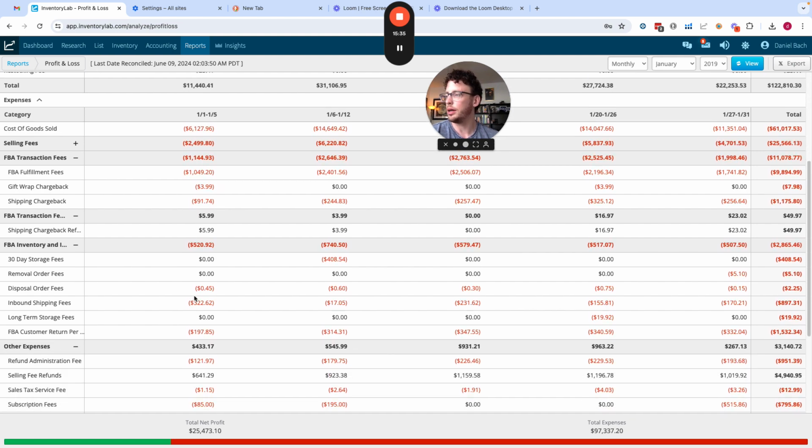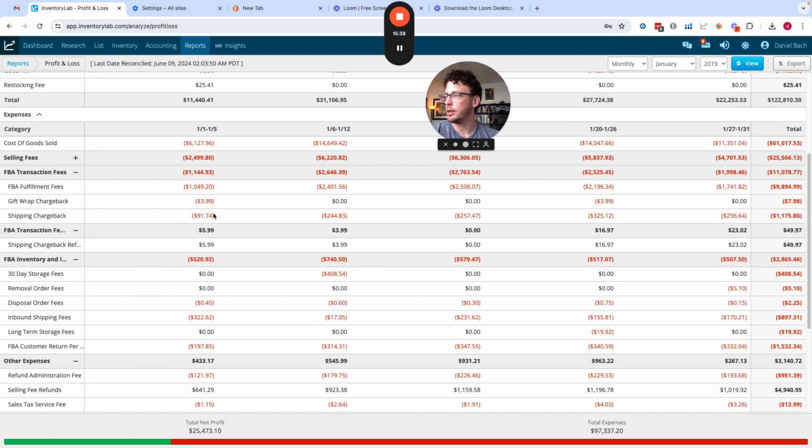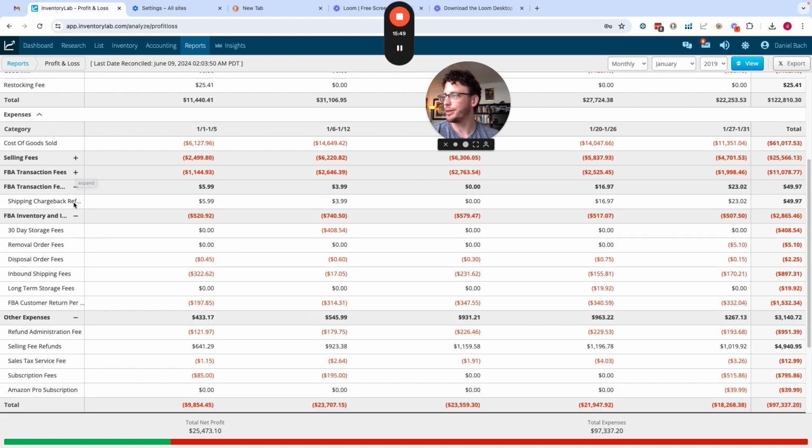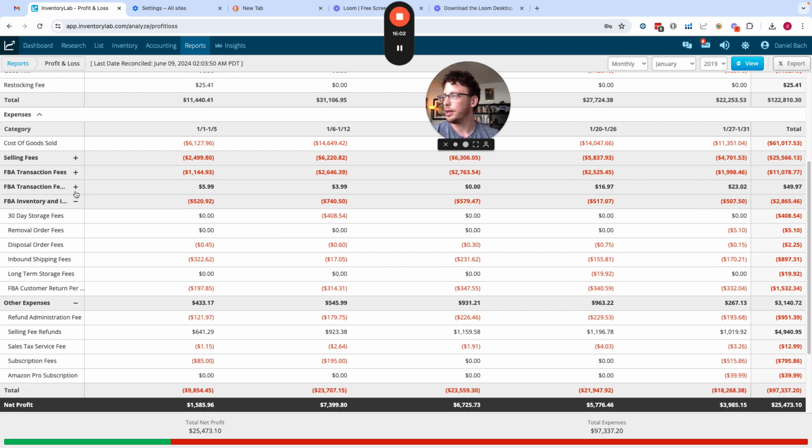So this is like printing labels, etc., sending stuff to Amazon. I might have just misquoted myself there, so we'll double check as I go through here. But anyway, so shipping chargeback refunds, we got $49.97 in income there. Nice. That helps a little bit with these big red scary numbers. And then from there, we've got the FBA inventory and inbound service fees. Okay, so this is what I meant. Inbound shipping fees.